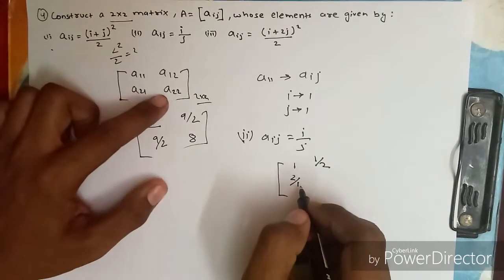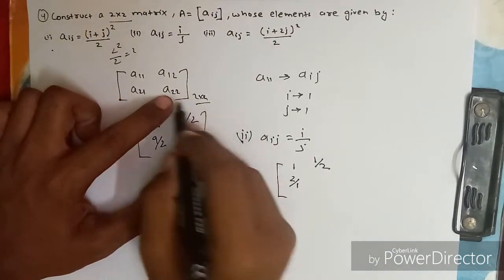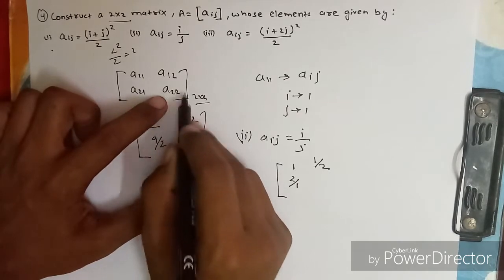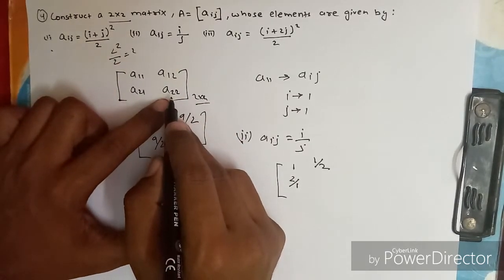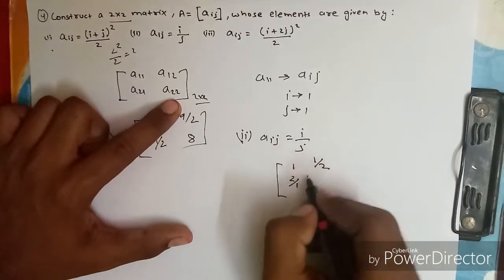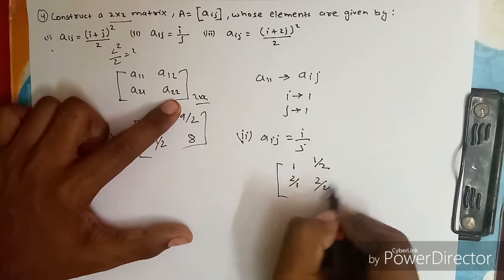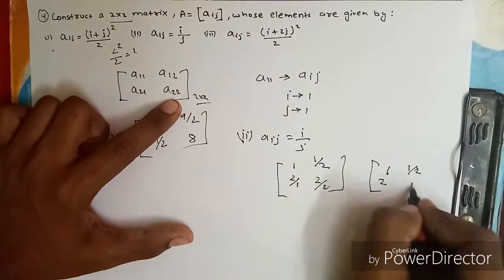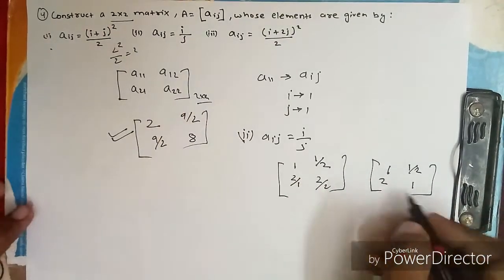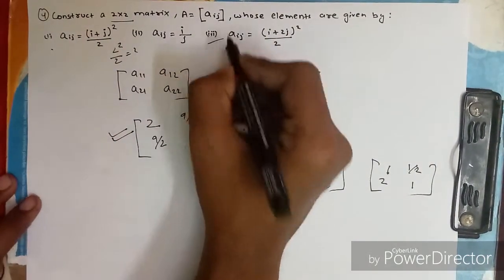And if we take this element, a22, then the value of i is 2 and the value of j is 2. So 2 by 2, which is 1. So this is finally represented as 1, 1 by 2, 2, 1. So we have also found the second. Now we are trying to find the third one.